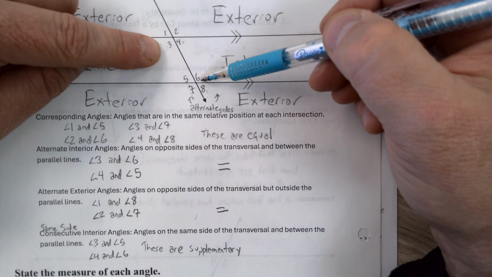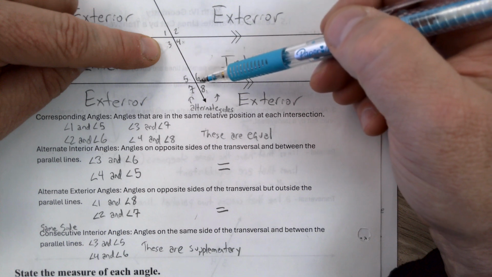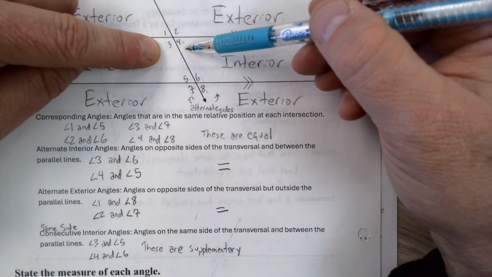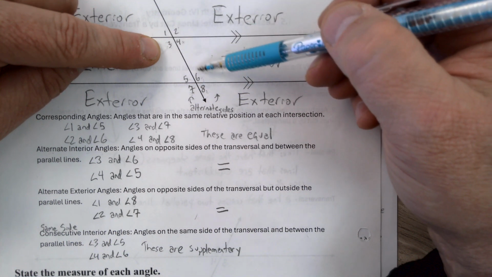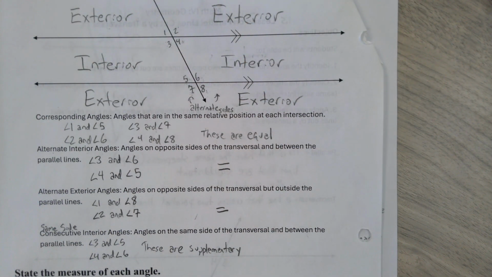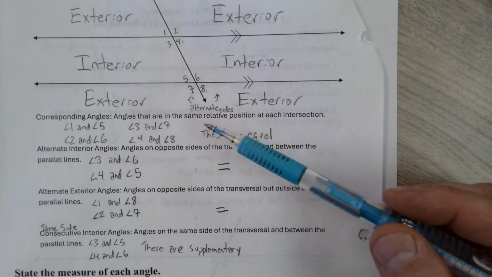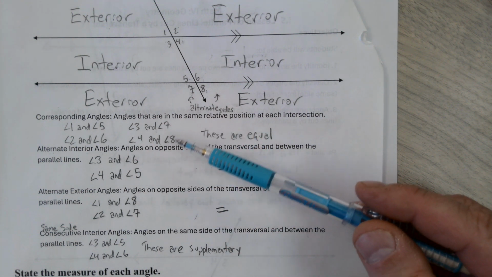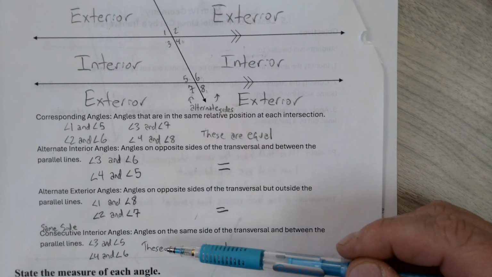This is acute, this is obtuse, so they add up to 180. And once again, they are on the same side of the transversal, and they're interior to the parallel lines. So those are the basic names. I'm not going to quiz you over these. I'm not going to ask you to remember these. I'm just saying, hey, this is how a lot of textbooks would approach this.